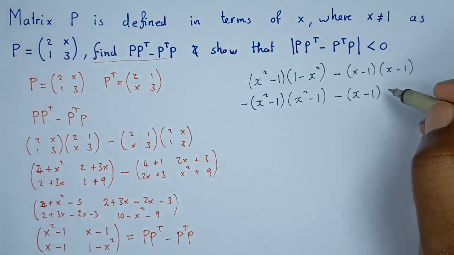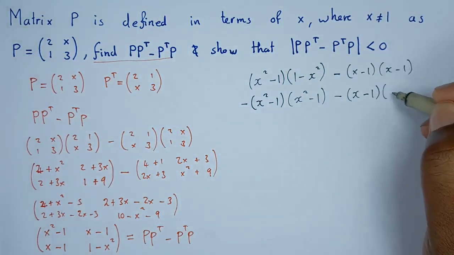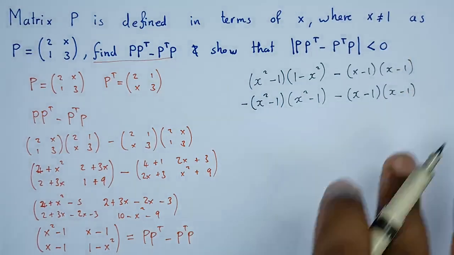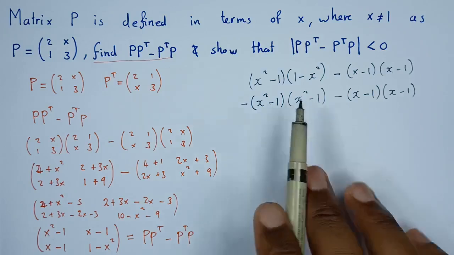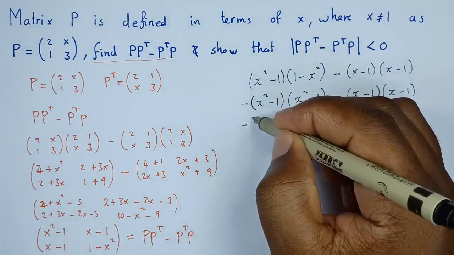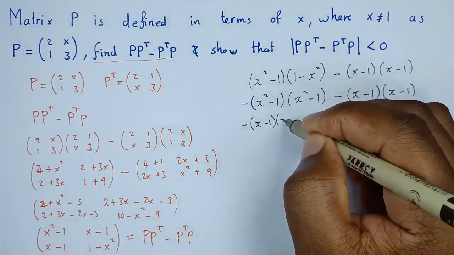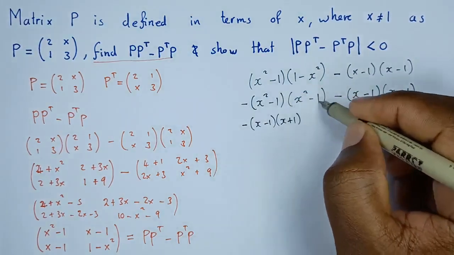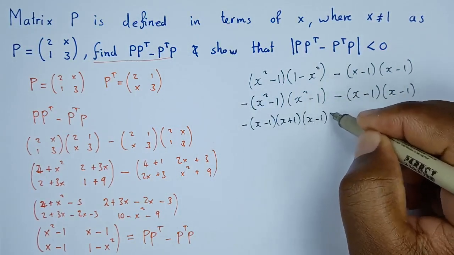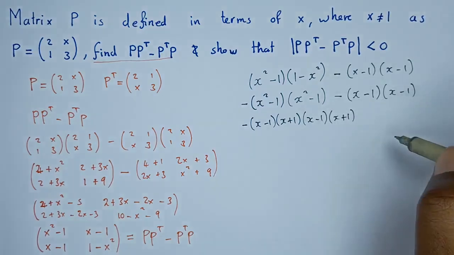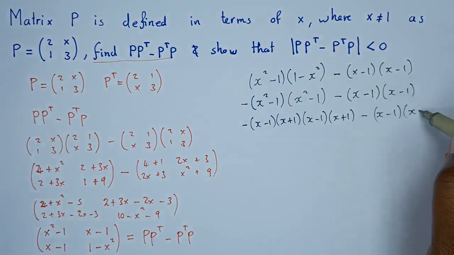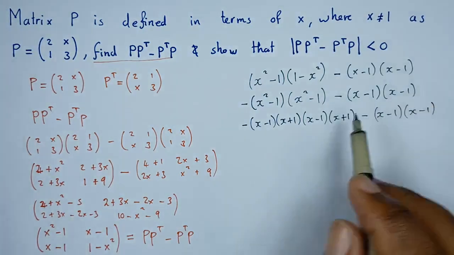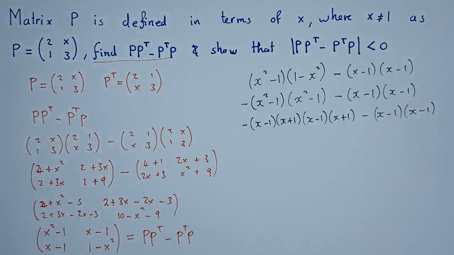Okay, let's leave it as it is for now. So let's apply the difference of two squares for these two. So that's x minus 1, x plus 1. Here we'll have x minus 1, x plus 1, difference of two squares, minus x minus 1, x minus 1, like that. Now let's put everything which is like terms together.